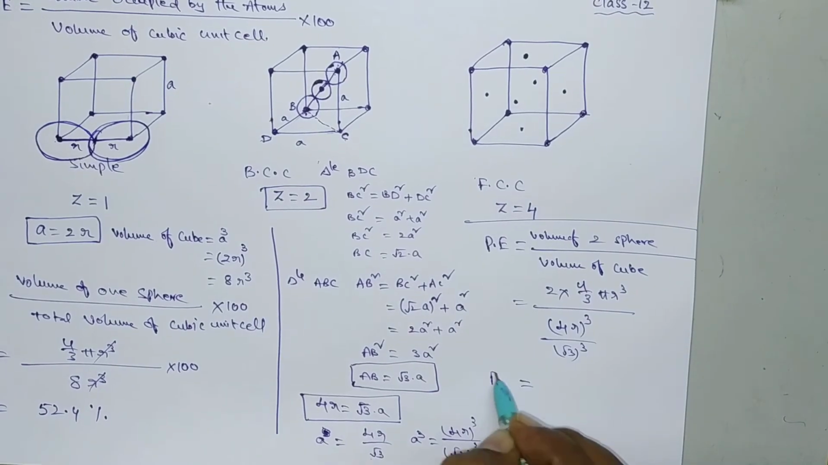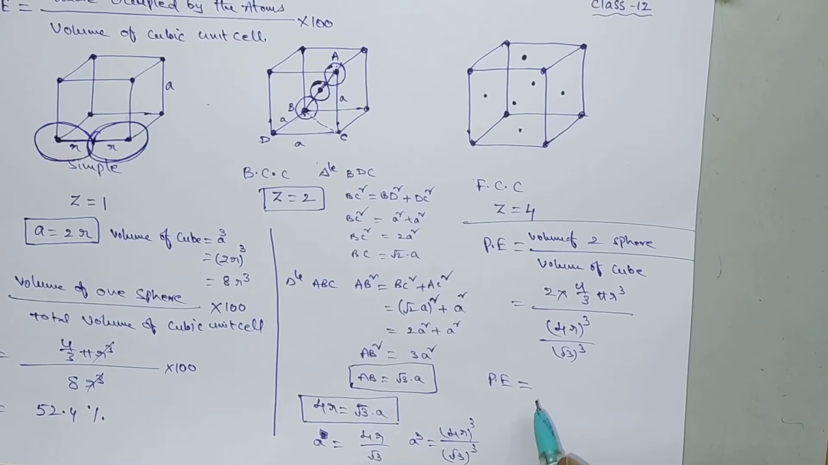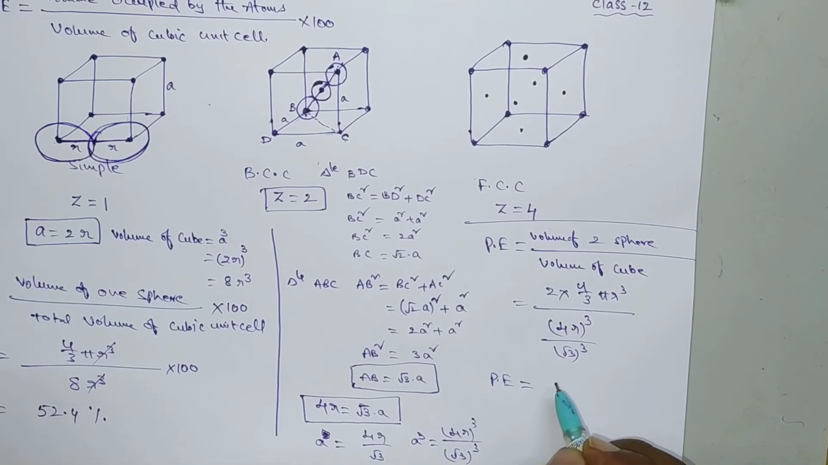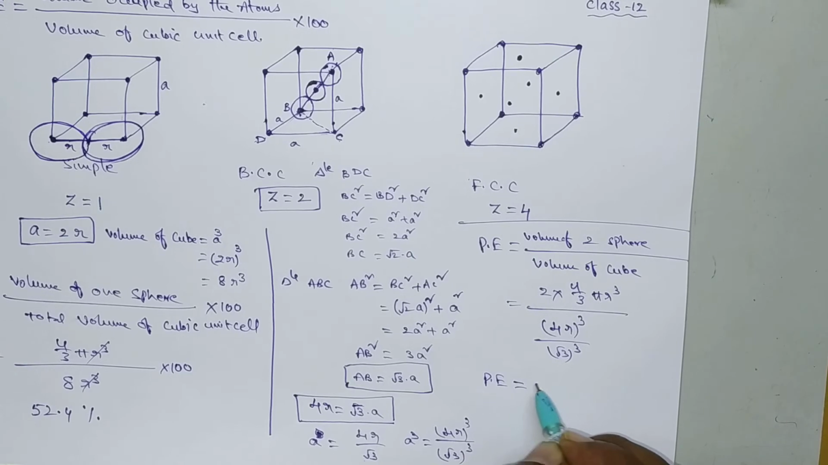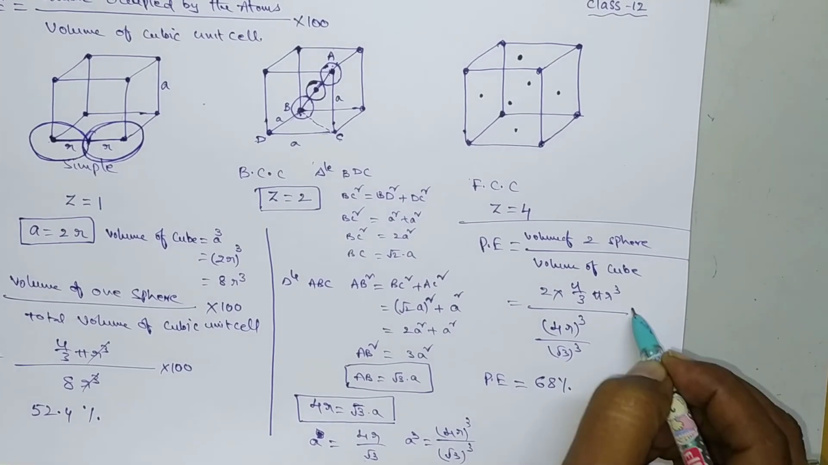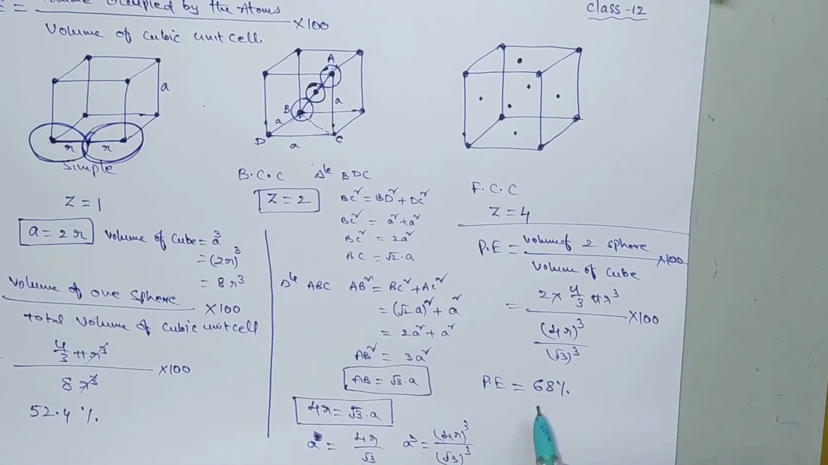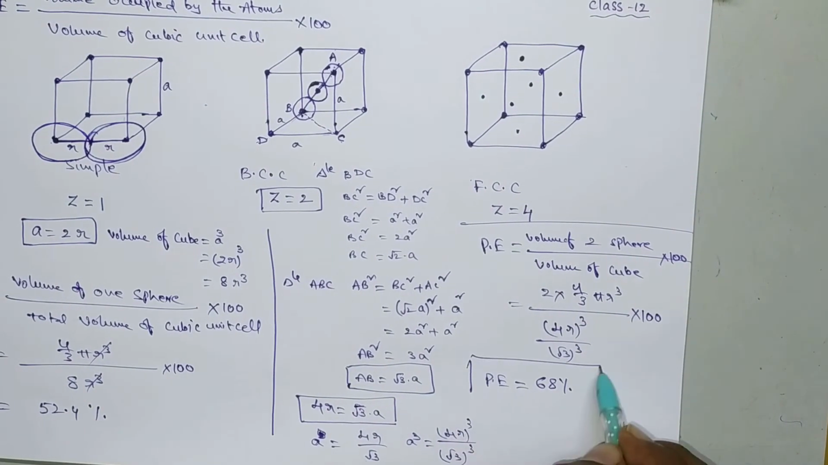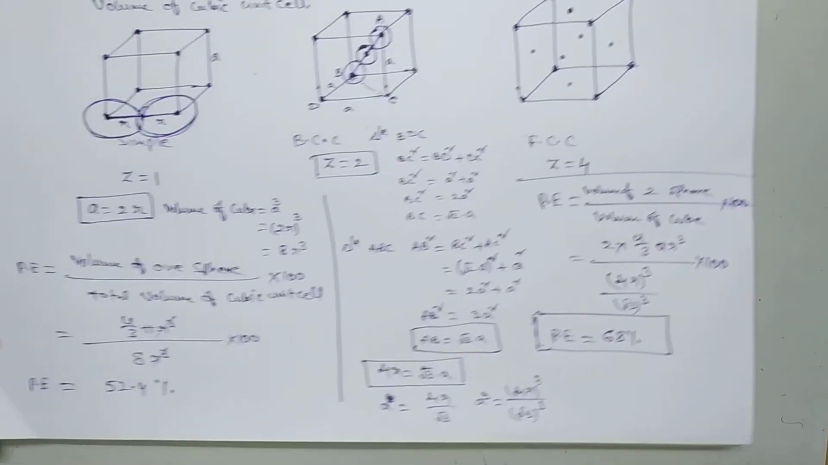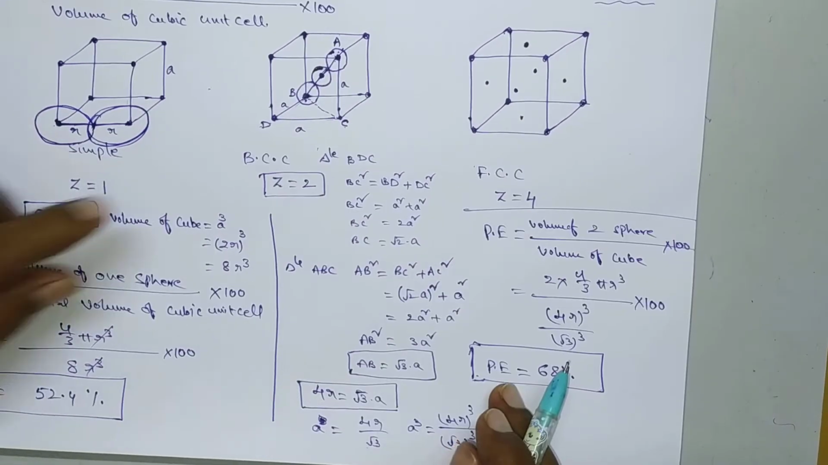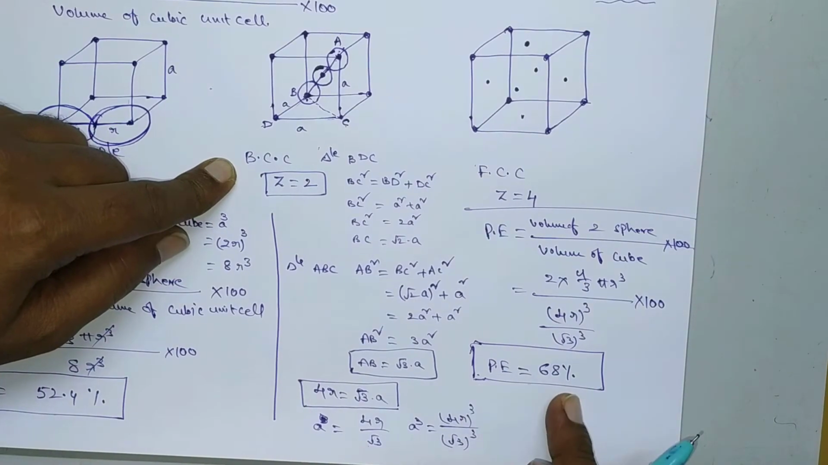So upon simplification, this packing efficiency we get, that is 68%. Here, since it is for percentage, we have to multiply with 100. Okay, so this is the packing efficiency for body centered cubic structure. For simple cube it is 52.4, and for body centered cubic structure it is 68%.